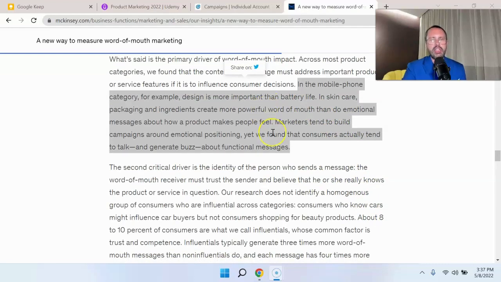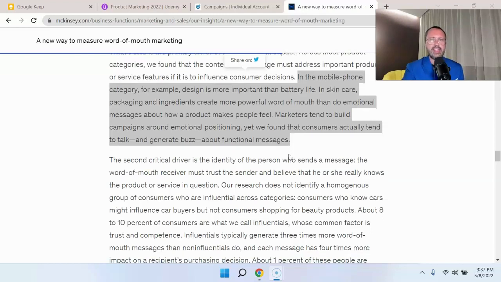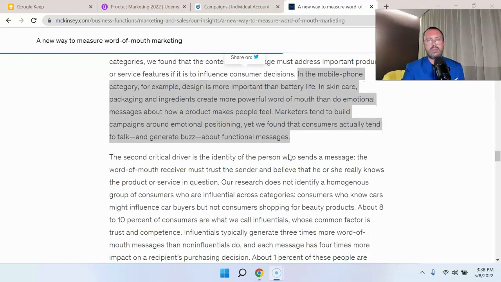In skincare, packaging and ingredients create more powerful word of mouth than do emotional messages about a product and how it makes them feel. Now, another important thing that McKinsey is highlighting here is that often campaigns are more effective at stimulating word of mouth when they talk about functional messages, so things like product features, instead of emotions. And that's even true with things like cosmetics, where you would think that emotional positioning would be the type of thing that people would want to talk about. But no, often it's things like this product simply achieved the outcome that I wanted.